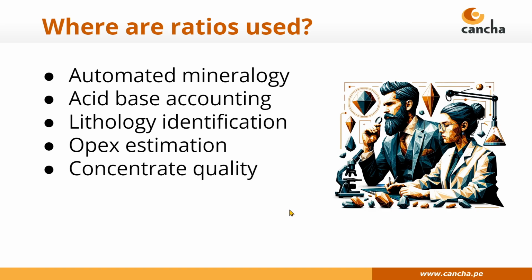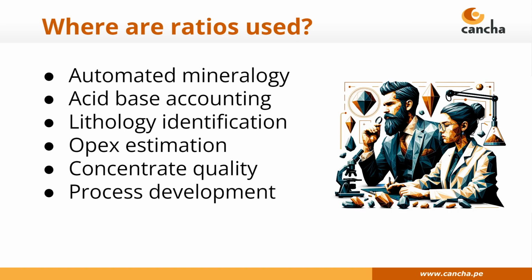costs. And in concentrate qualities, so people might look to see what the ratio of copper to arsenic is, or zinc to fluoride, all kinds of different things that might be in the concentrate that might give it a better or worse concentrate quality.